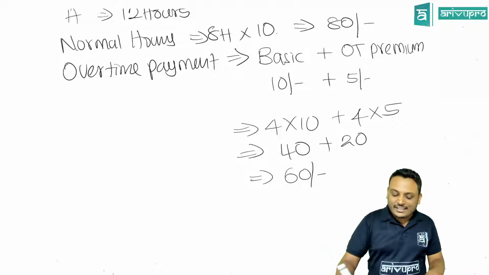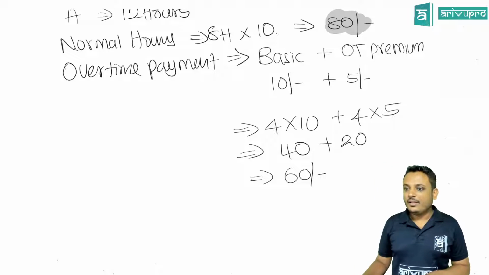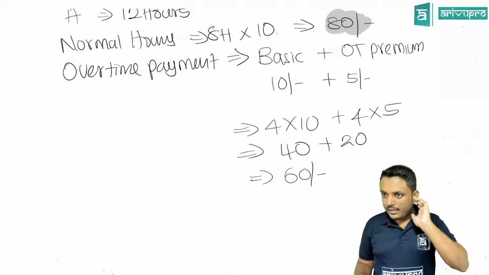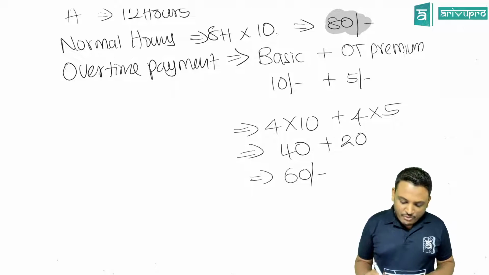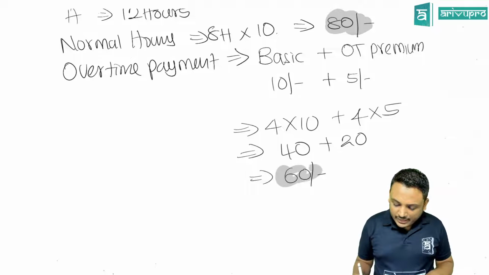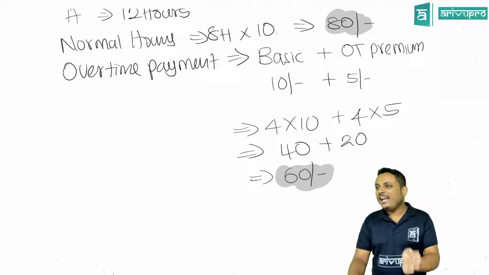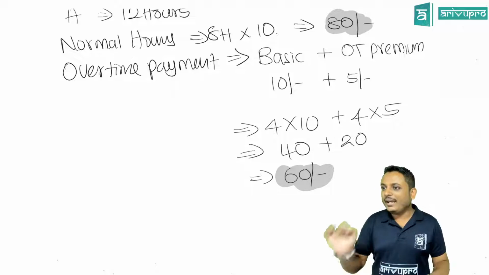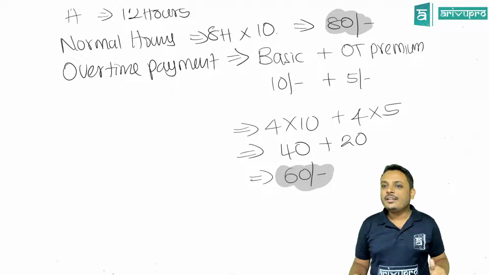8 hours he worked and he earned how much? 80. 4 hours he worked overtime and he received how much? Understood? I said 1.5. What does it mean? Basic and the half. Premium and the basic. Together we call it overtime payment. You got my point? Is this example understood?